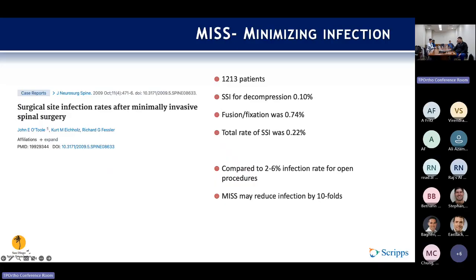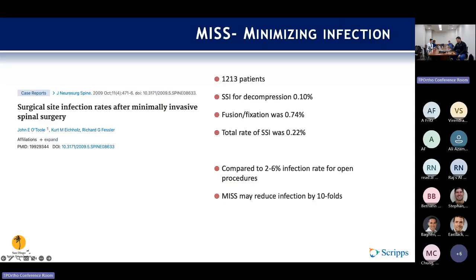And what they found was 3 postoperative surgical site infections were detected, 2 superficial and 1 deep. The procedural rate for a surgical site infection for simple decompression was 0.1%, and 0.74% for fusion fixations. The total surgical site infections for the entire group was only 0.22%. So the incidence of surgical site infection utilizing minimally invasive spine surgery can be less than 1% after decompressive procedures.